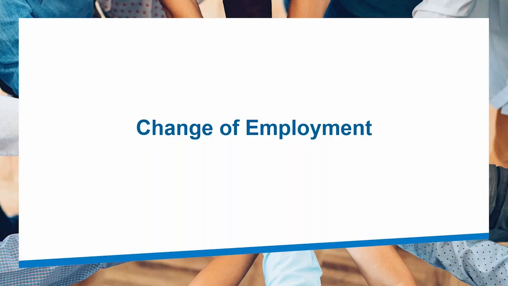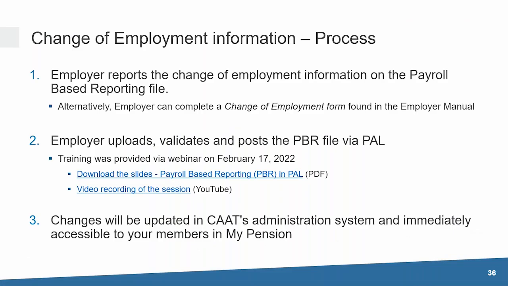Now let's review the change of employment information process. If you have any changes for member data you would like to report, these changes can be done on the DR Input tab by entering the new information that you would like updated. Data such as date of hire, date of enrollment, and job code can all be updated using PBR. No additional form would be required to be submitted if you report changes through PBR.